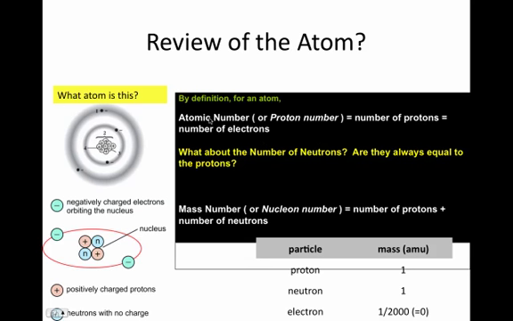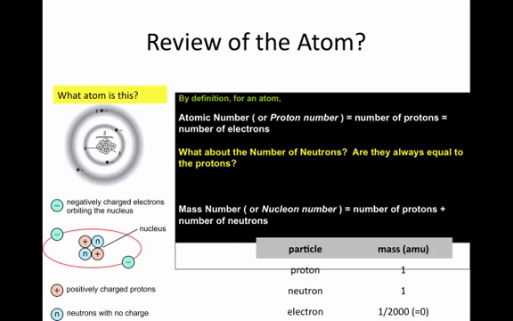On the periodic table, elements have something called a number. It's called the atomic number, which stands for the number of protons, and in the case of an atom, because it's stable, the number of electrons. What about the number of neutrons? Are they always equal to the number of protons? No, not in every case. So how do we find that?